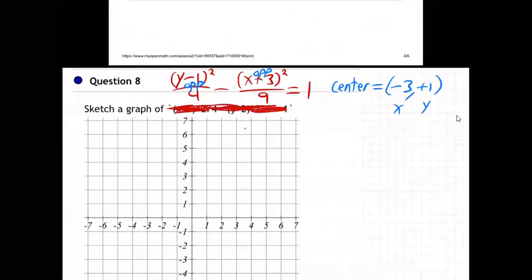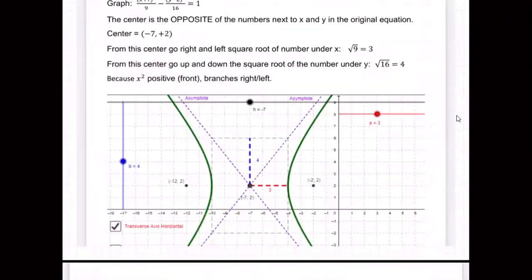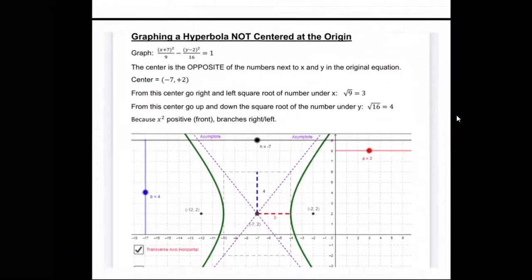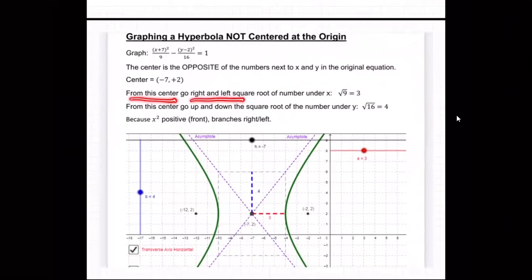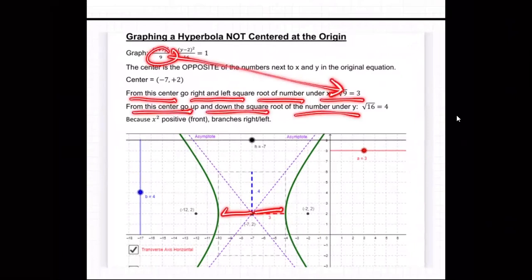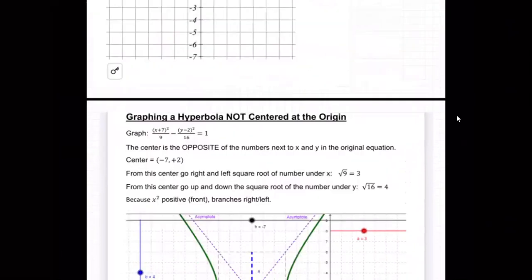So the center is back 3, up 1, right there. So there's our center, back 3 up 1. And now what do we do? Well, now you can see from these notes again that from this center, go right and left the square root of the number under x. Whatever's underneath x, square root, and that's how far you go right and left. So they went right 3 and then left 3 to form the box. And then from this center, go up and down the square root of the number under y. Grab the number under y, square root that, and that's up 4, down 4. See that? So that's what we do next.